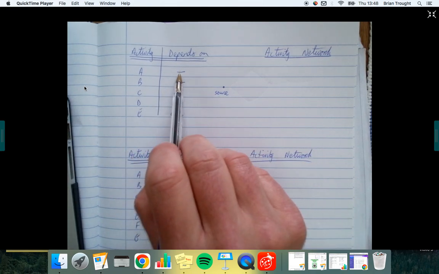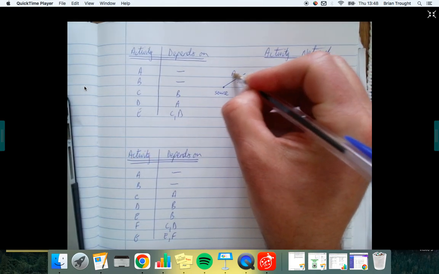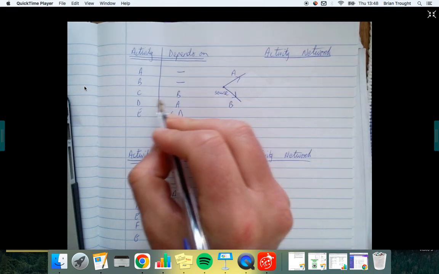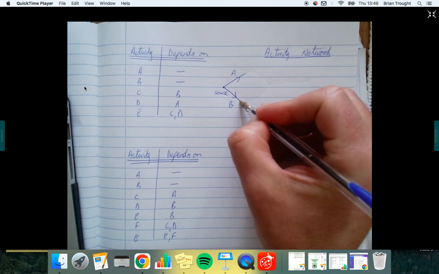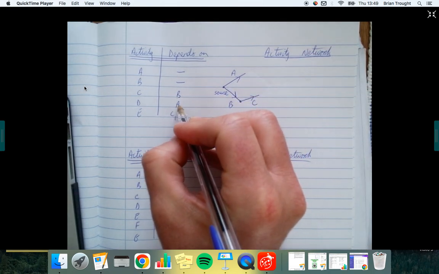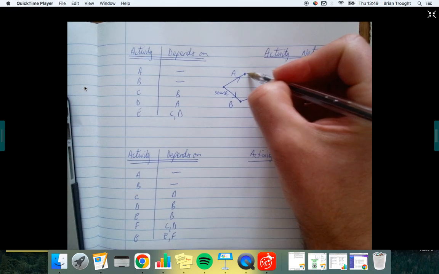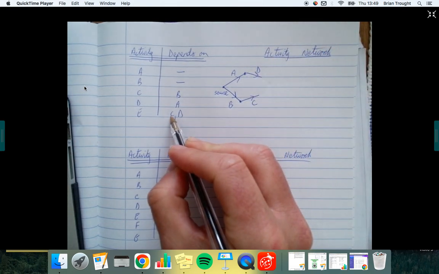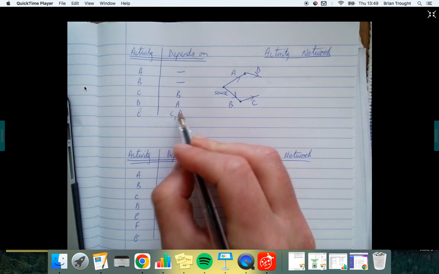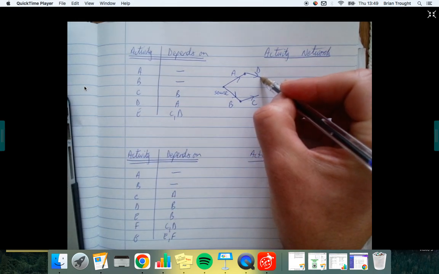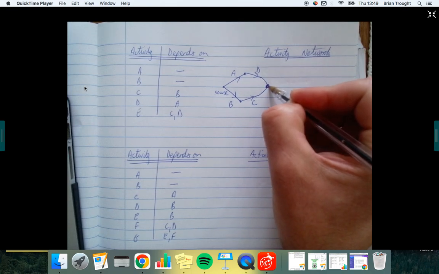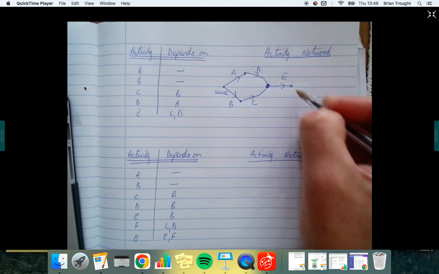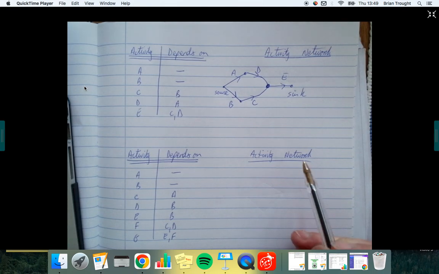So A and B come out of the source node. Following on from B, we'll have C. Following on from A, we'll have D. And then we have both C and D come together and E will follow on from the two of those. So you'll notice that my lines aren't great here, and that's where the redrawing portion of this would come into play. You might just make it a little neater, but that's a perfectly fine activity network.